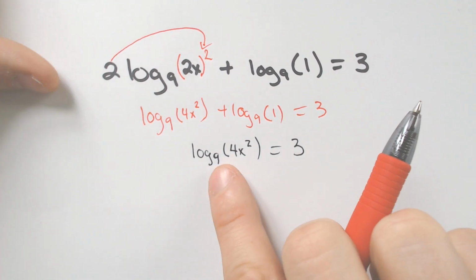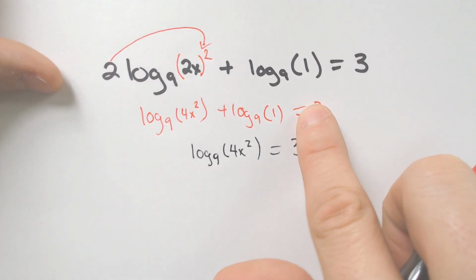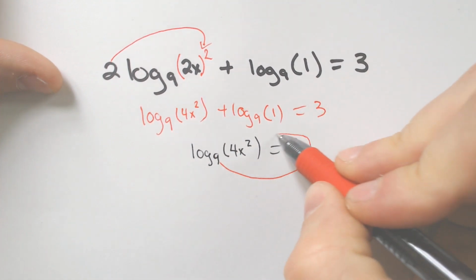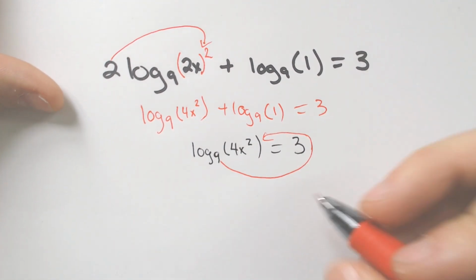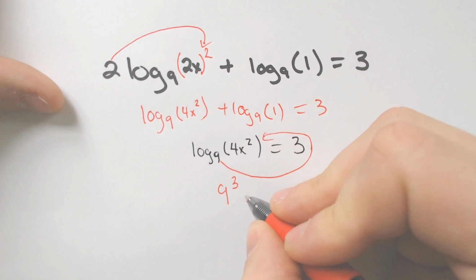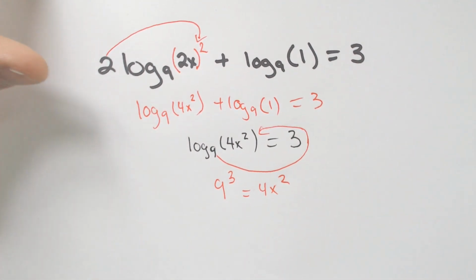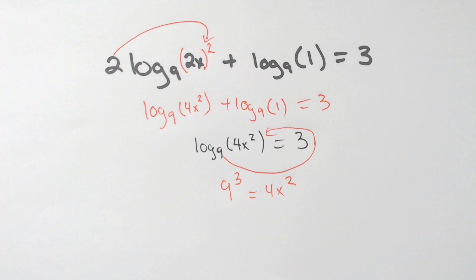Now, because there's a log on one side, not on both, they're not going to cancel. I have to get rid of it by swishing the log around. And I would have 9 to the third power equals 4x squared. 9 to the third power, it's a big number.